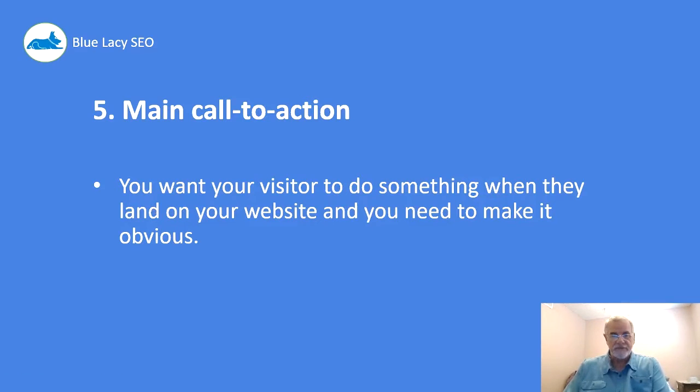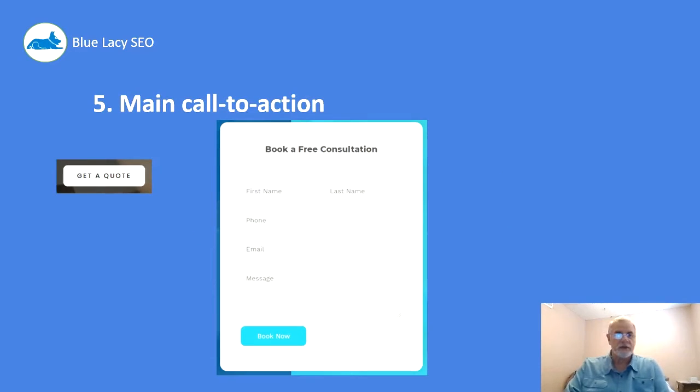All right, then you're going to have your main call to action. You want your visitor to do something when they land on your website, and you need to make it obvious. So you're going to have a main call to action. It could be a button like this, get a quote, contact us, fill out a form, or you could have, up high in the page like this one, book a free consultation, a very simple form to fill out, and a button to send it.